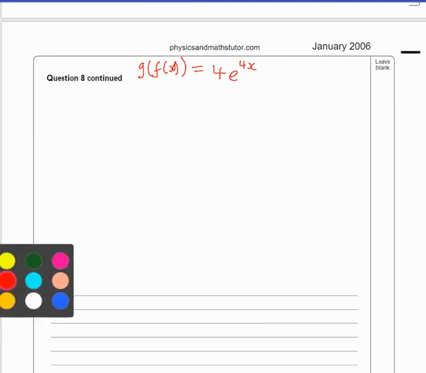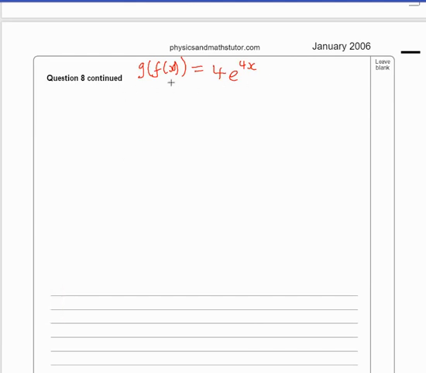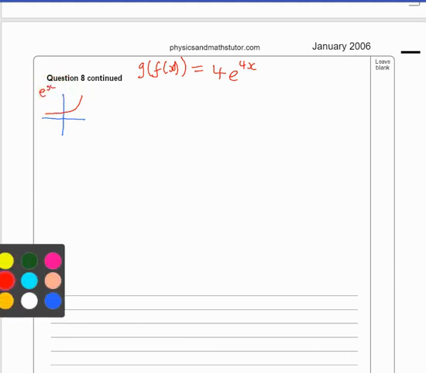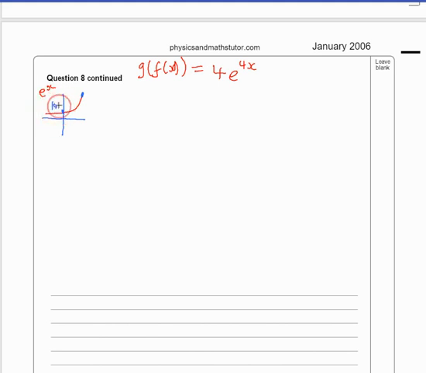So I can see that this is just a transformation of an e to the x graph. So if I just draw a little sketch of an e to the x graph, nothing too fancy, that's that there. I can now use this to think about how my e to the power of 4x graph might look like, and then 4e to the power of 4x. So here, with an e to the x graph, of course, I'm going to have this shape. And the other special thing is that it crosses the y-axis at 1. So the coordinate here is 0, 1.